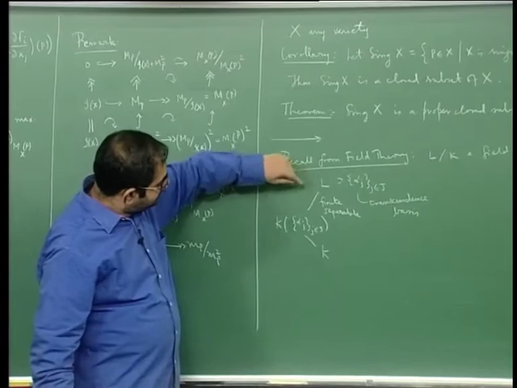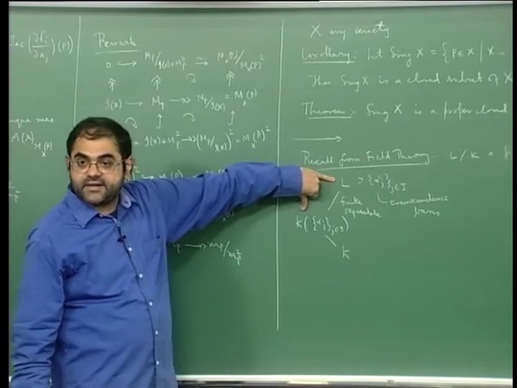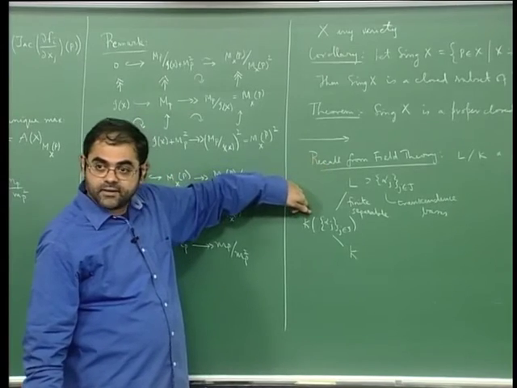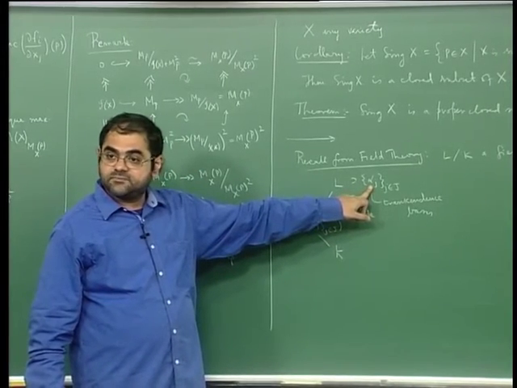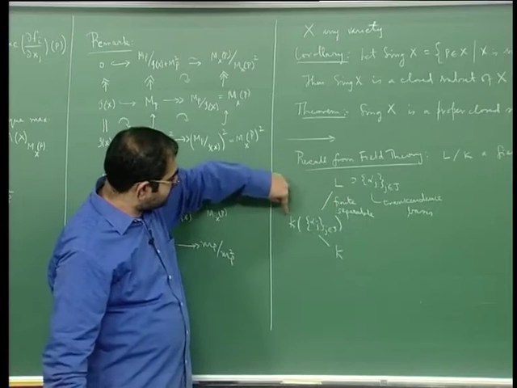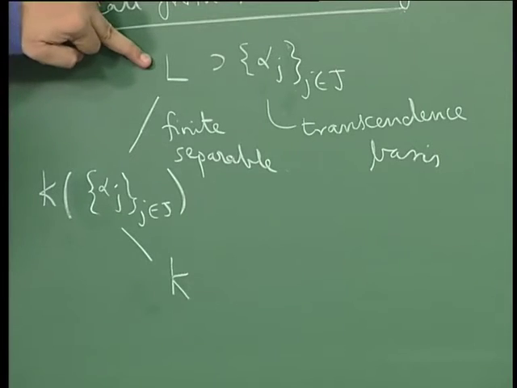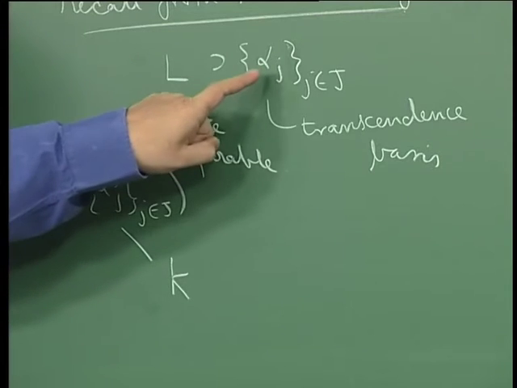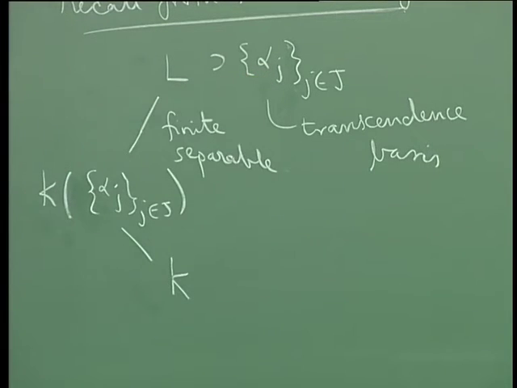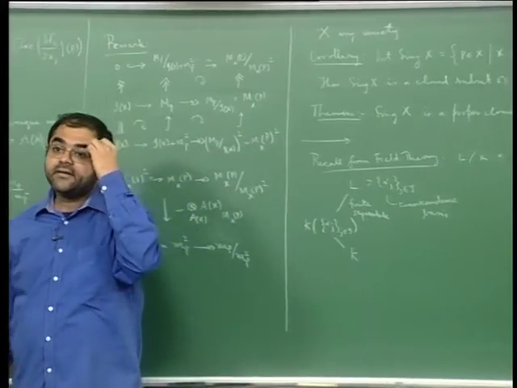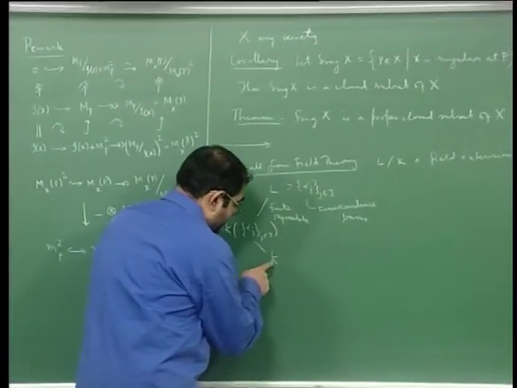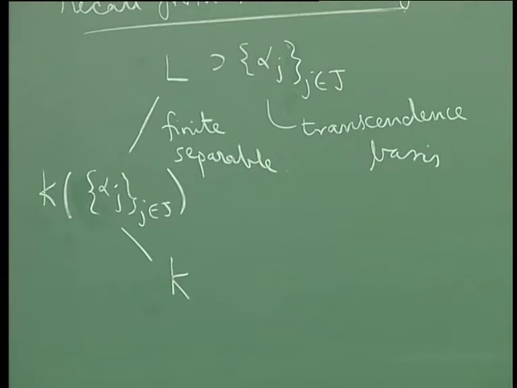And then this over this will only be a finite extension, this will be algebraic, because this already contains a maximal set of algebraically independent elements. This over this cannot be transcendental, because if an element were transcendental over this, I could add it to get a bigger transcendence basis, and that's not possible. So this over this has to be algebraic. And it would be nice if this is a finite separable extension. That always happens if the field capital K is algebraically closed.